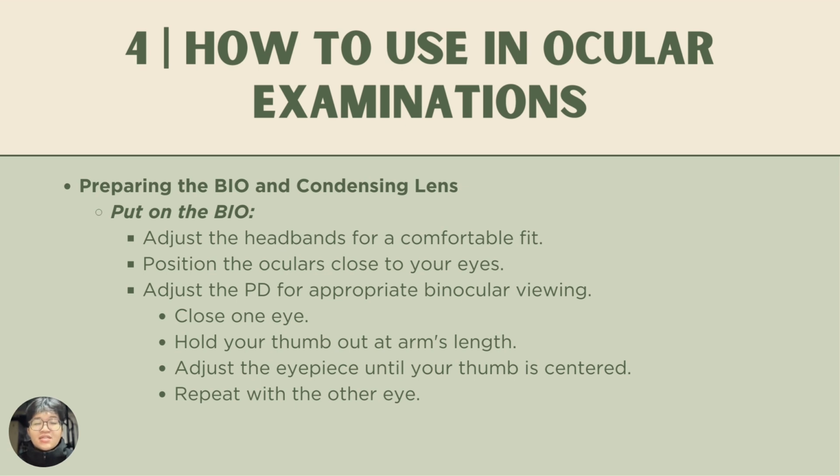Preparing the BIO and condensing lens. Put on the BIO, adjust the headbands for a comfortable fit, position the oculars close to your eyes, and adjust the PD for appropriate binocular viewing. For this, you have to close one eye, hold your thumb out at arm's length, and adjust the eyepiece until your thumb is centered. Now repeat with the other eye. And if adjusted correctly, you'll see your thumb clearly with both eyes open.